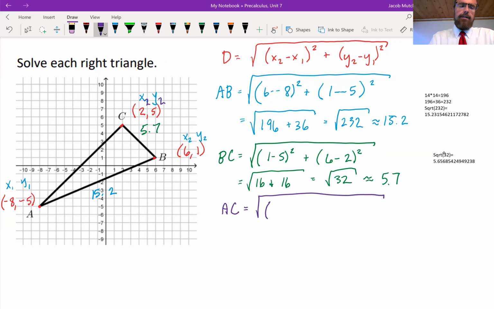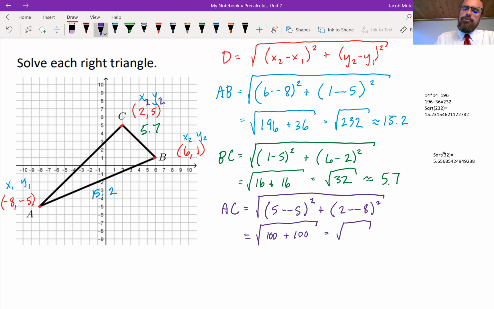So that's going to be Y2 is 5 minus -5 squared plus X2 minus X1, 2 minus -8 squared. So there's our setup. So this is going to be 5 plus 5 is 10 squared is 100. And in fact, 2 minus -8 is also 10 squared is 100. So that's the square root of 200, which should have the value of about 14.